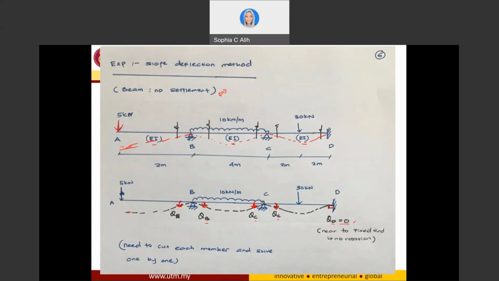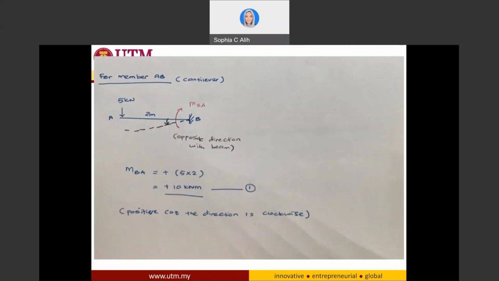So definitely you will know that I will have my end moment at this end to be counterclockwise of this one, meaning if this is the deflection of my beam, the end moment is going to try to push it in this direction. Okay, so I will have that direction later. We will see when we cut our member into the part by part. Now I will look first for member AB.